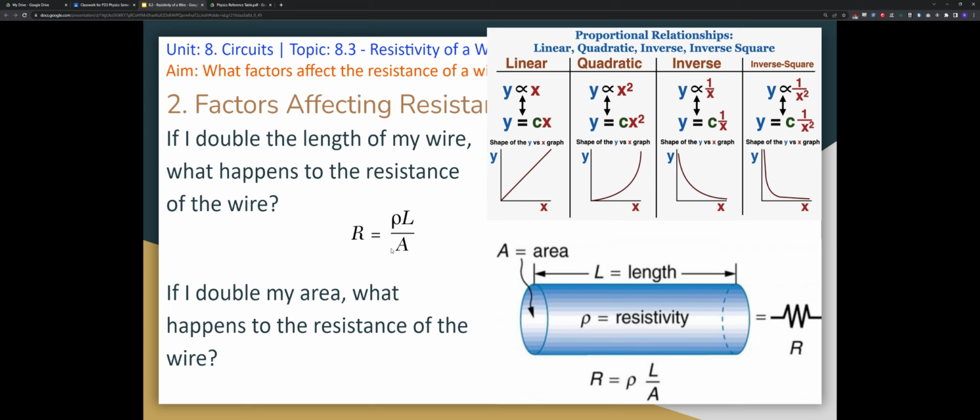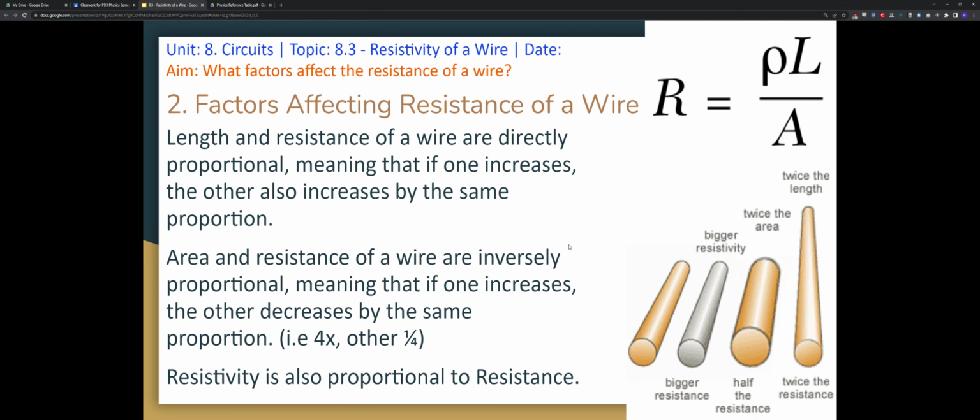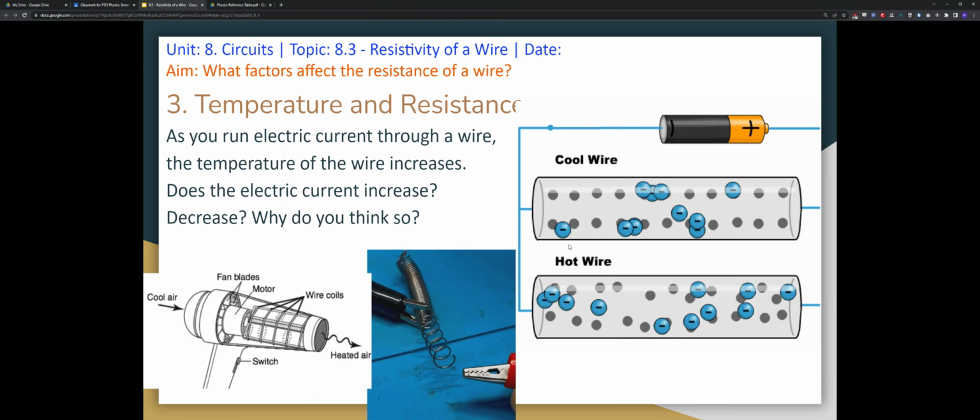And on the area, on the other hand, R and A are inversely related to each other. If my area increases, my resistance will decrease. And so that's an inverse relationship, right?